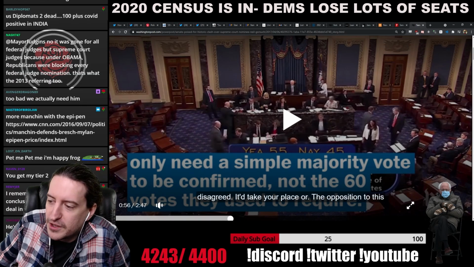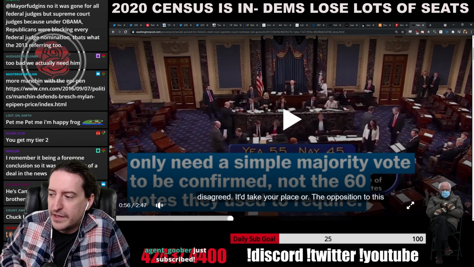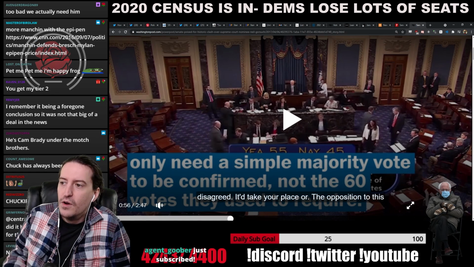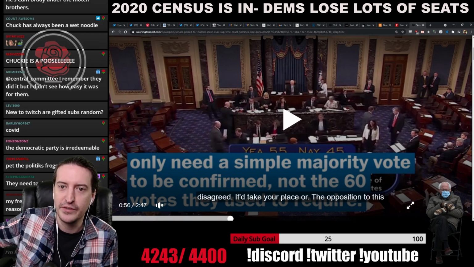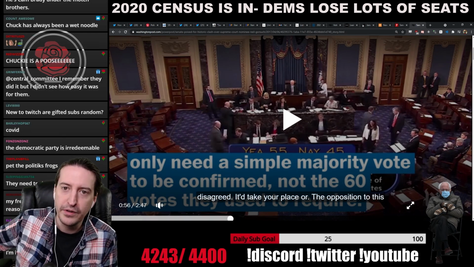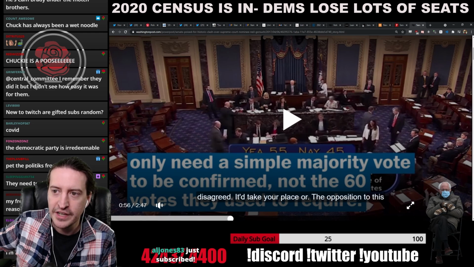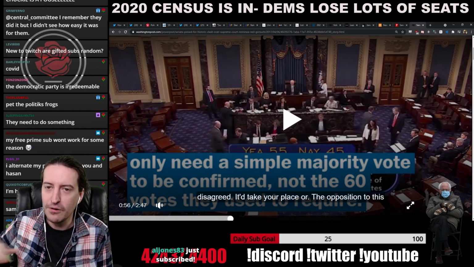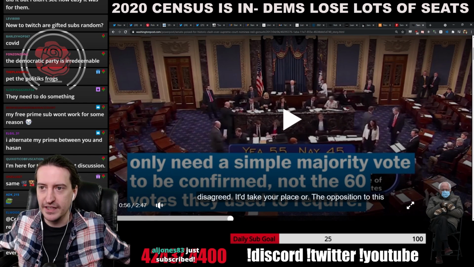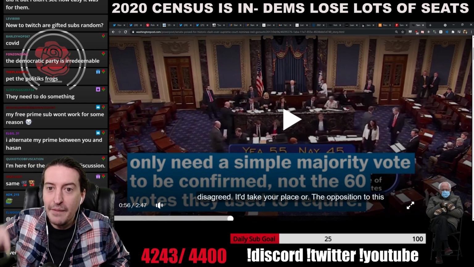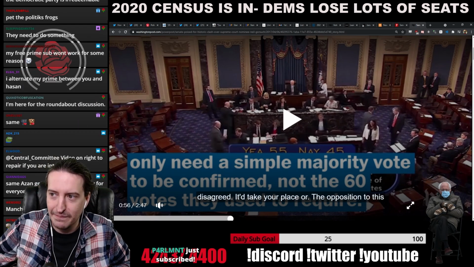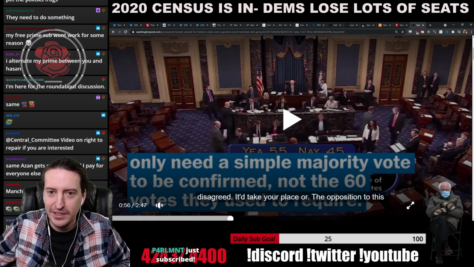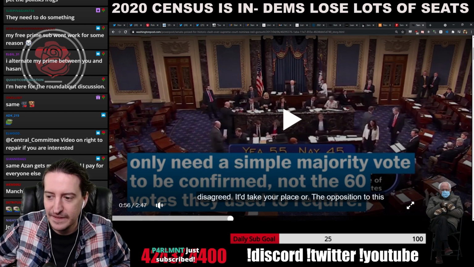It was gone for all federal judges, but not Supreme Court judges, because under Obama, Republicans were blocking every federal judge nomination. That was what 2013 was referring to. Exactly. During the Obama administration, when the Republicans got control of the Senate, they just filibustered everything. Obama couldn't appoint people to the executive branch. Obama couldn't appoint a judge. They just filibustered everything, literally everything, and said, we're going to stop everything because we can. And the Democrats still controlled the Senate, and they were like, well, we're going to appoint judges. Sorry, we're not going to let you filibuster everybody.